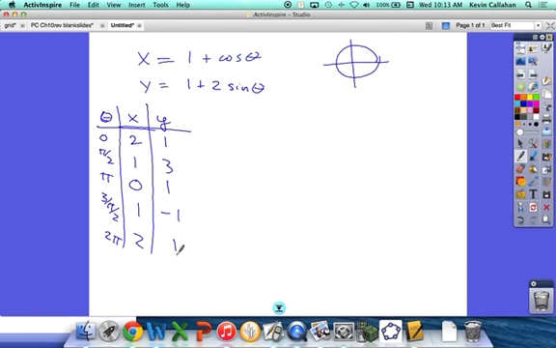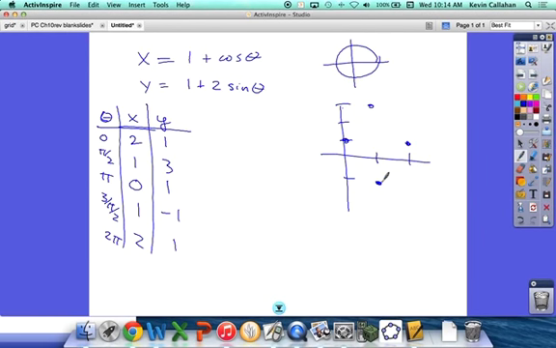All we're doing are the x and y values, and it looks like our x's go from 0 to 2, and our y's go from negative 1 to 3. So plot these points: 2, 1; 1, 3; 0, 1; 1, negative 1; and 2, 1. Now, with those 4 points, are we sure what the shape is?